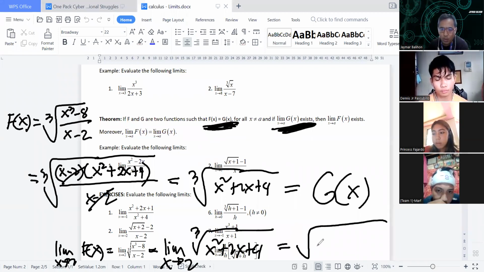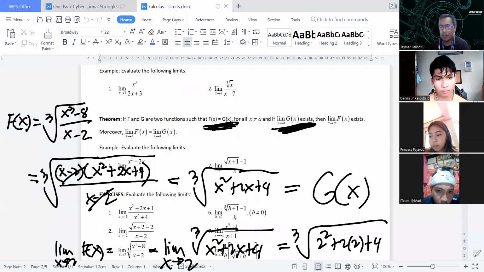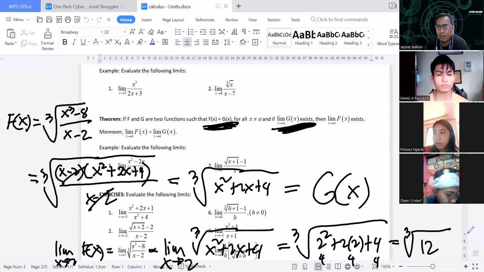It will be now cube root of 2 squared plus 2 times 2 plus 4, right? And if we simplify it, it will be now cube root of, the answer here is 4 plus 4 plus 4. It will be 12, right? So, can it be reduced further? Is there a perfect cube factor of 12? Probably none, no? So, this will be the answer.